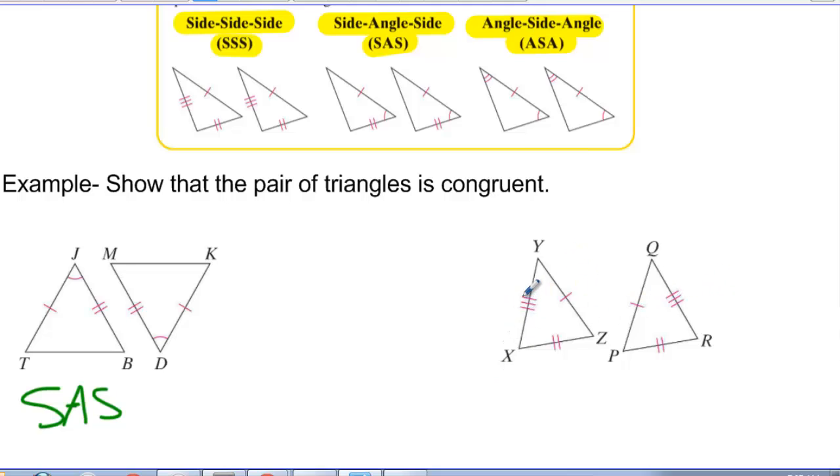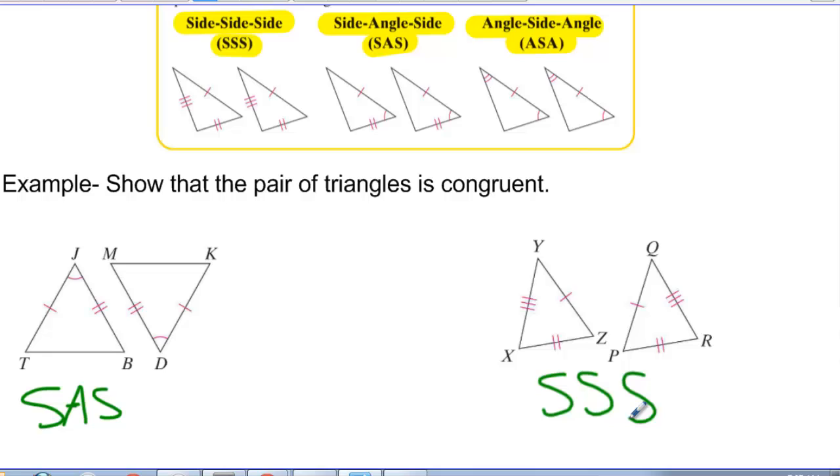If I look at the two triangles on the right over here, they have marked that all three sides are congruent. So I have 3 tick marks here and 3 tick marks here, meaning those are congruent. 1 tick mark here and 1 tick mark here, meaning that those are congruent. And then the 2 tick marks at the bottom, meaning that those are congruent. And so by side, side, side, I know that those two triangles are congruent.